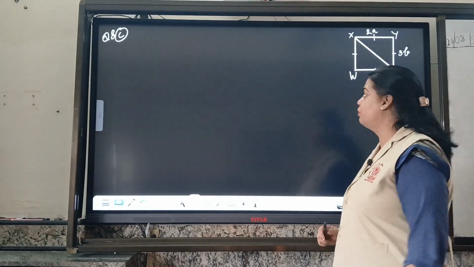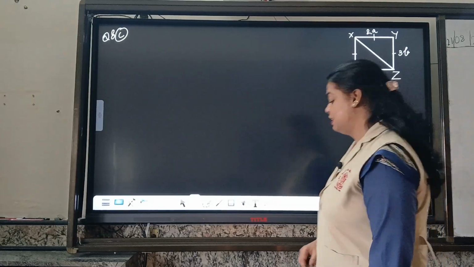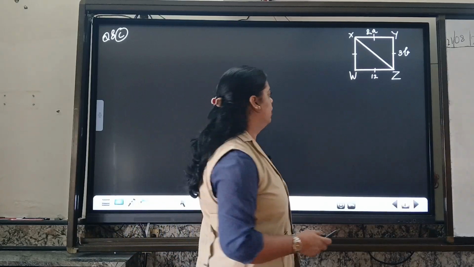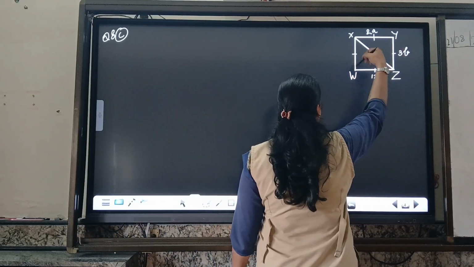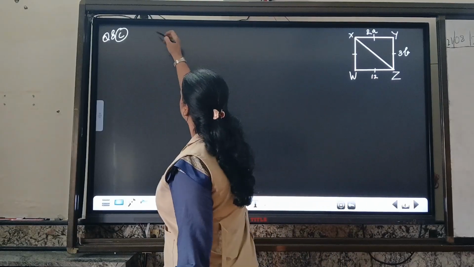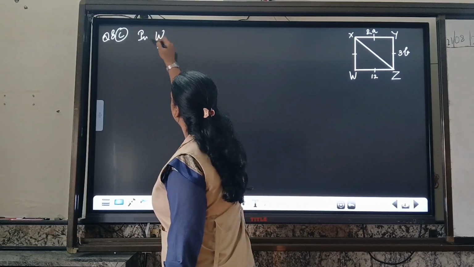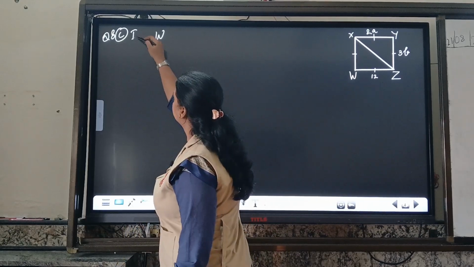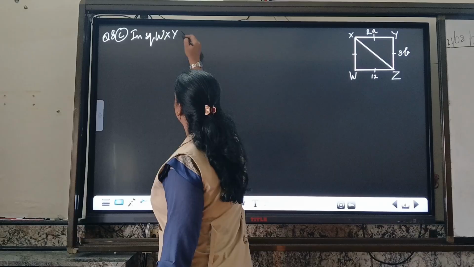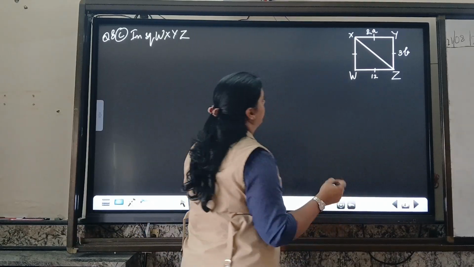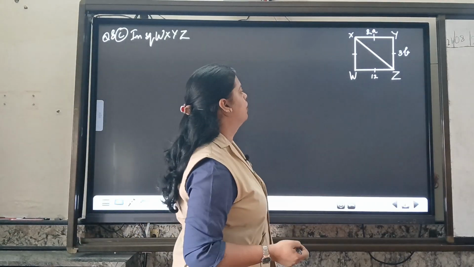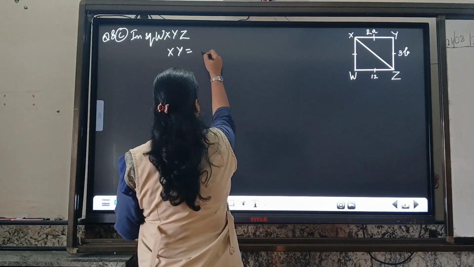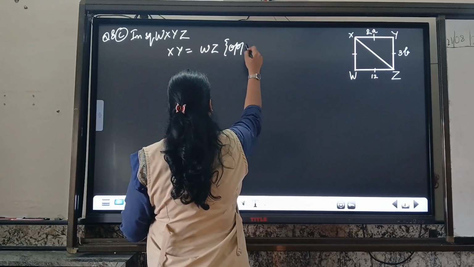It is part C of the same question, where we can see all sides are having a single stroke, which means the given figure is a square. So W, X, Y, Z is the square. We have to find out the value of a and b. It's very simple, children. XY is equal to WZ. XY is equal to WZ. Opposite sides are equal.